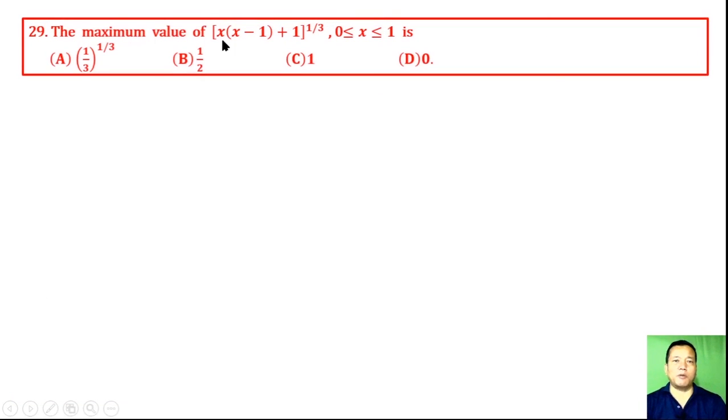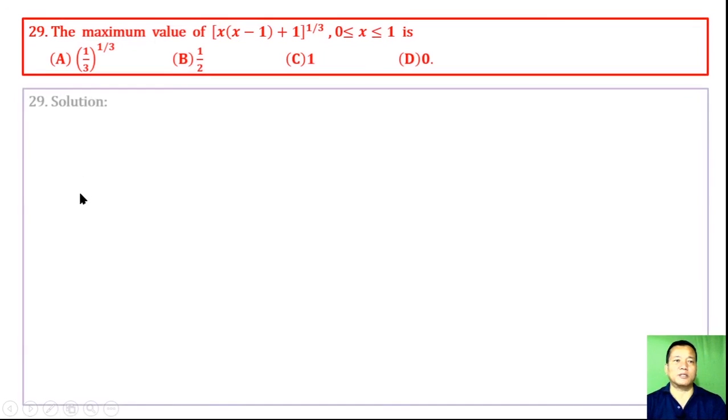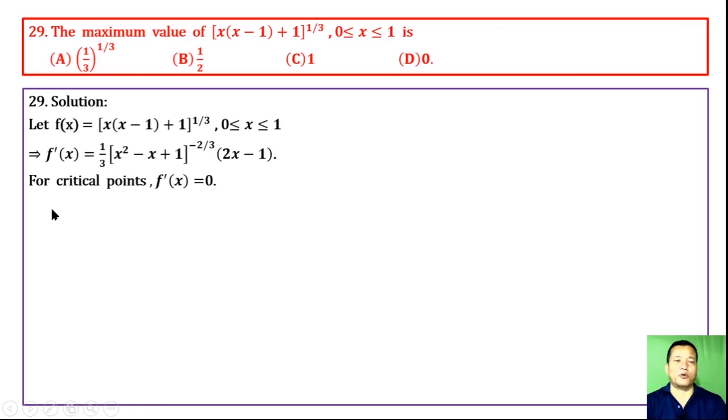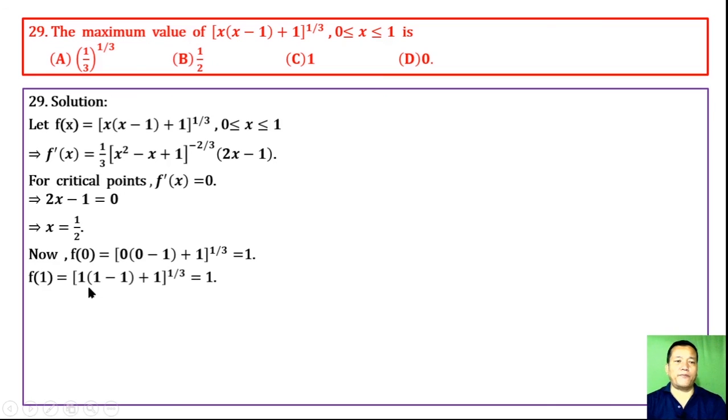Question number 29. The maximum value of this expression is. Solution. Let f of x denote the given function, and its derivative with respect to x is this. For critical points, we put f dash x equal to 0, which gives twice x minus 1 equal to 0. X is half. Now f of 0 is 1, f of 1 is this, f of half is also this. The maximum value of this expression is 1, so the correct option is C.